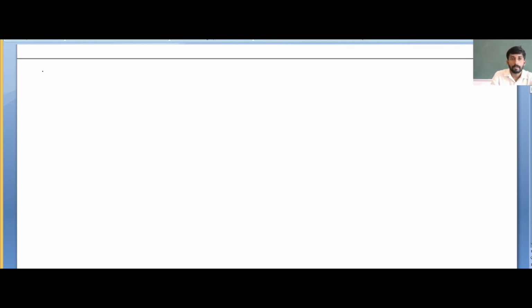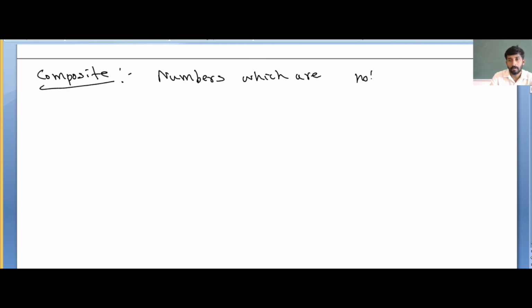Okay. Next is composite number. So very simple definition. Numbers which are not prime, then we call those numbers as composite numbers.